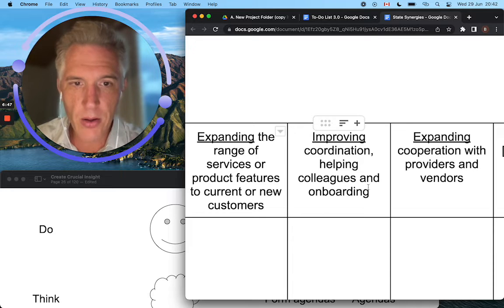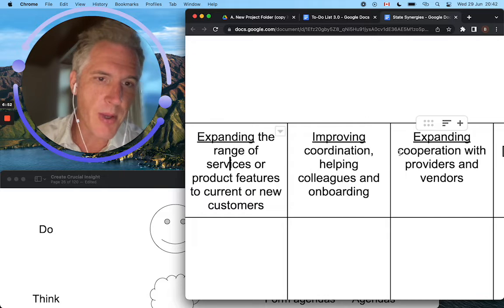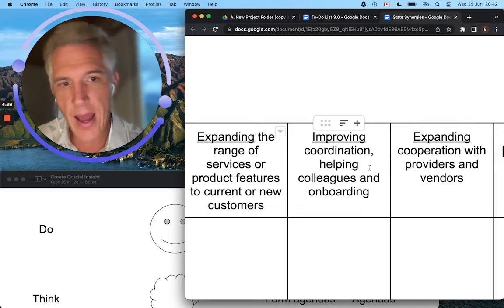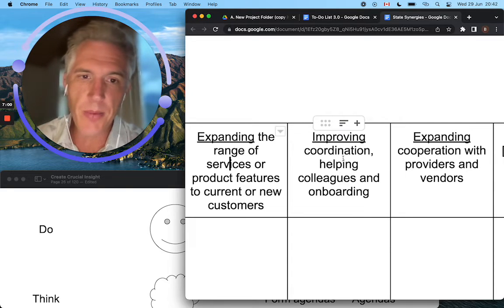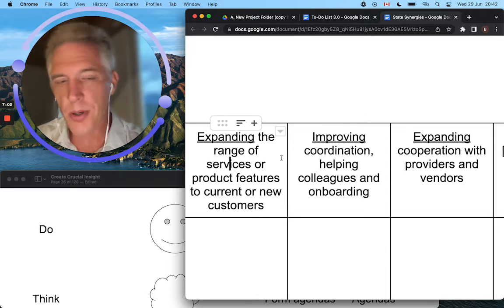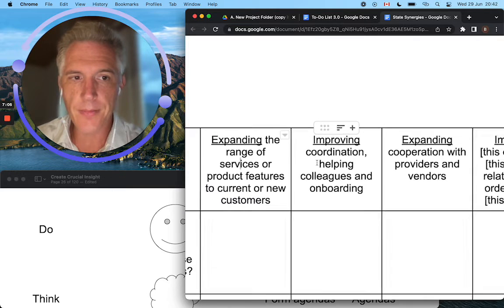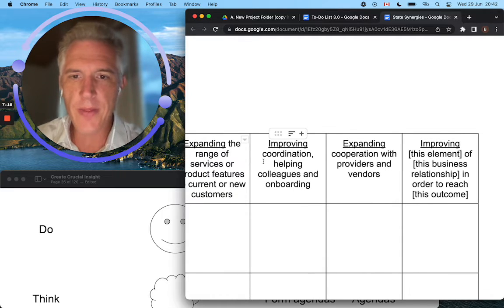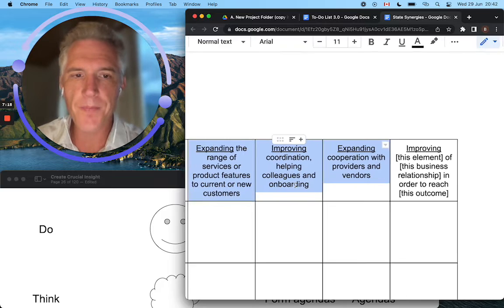And then in the middle, you have people who are working with the people who are inputting into the company. They're managing the inputs process, and then there's other people who are managing the outputs process. And of course, there's also more of a generic thing, so improving some element of this business relationship in order to reach this outcome. This is just a general statement of what these things are talking about.